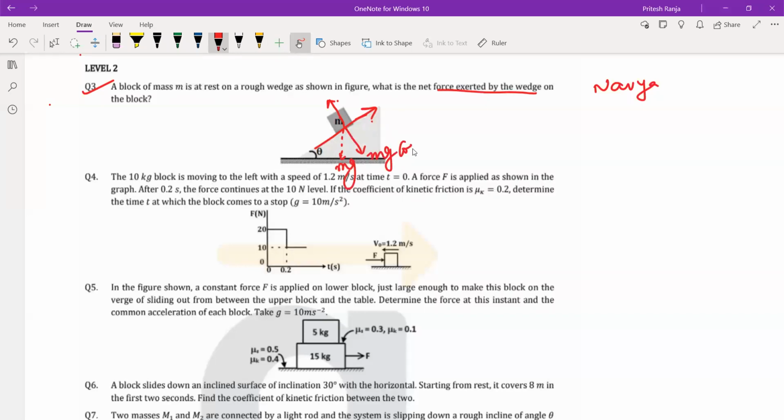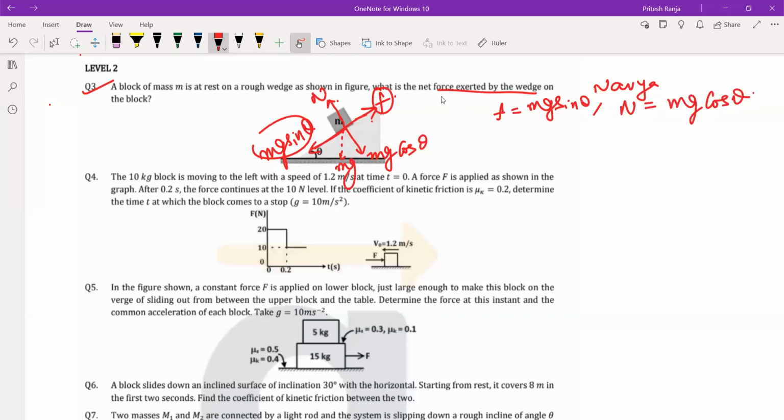ये हो जाएगा mg cos theta, ये हो जाएगा mg sin theta. So it is at rest, that means this friction is mg sin theta, and the normal force is mg cos theta. So you have to find the net force exerted by the wedge. ये दोनों ही force जो है which is acting on this block, that is because of the wedge. So net force will be root f square plus n square because they are at 90 degree.